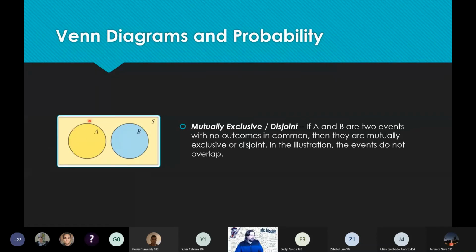We have event A, we have event B. They do not overlap. They have no outcomes in common. These two events are mutually exclusive. One cannot happen and the other one at the same time. We can't have both things occurring. Okay. Can you raise your hand if you need a moment to write this down or draw the picture?